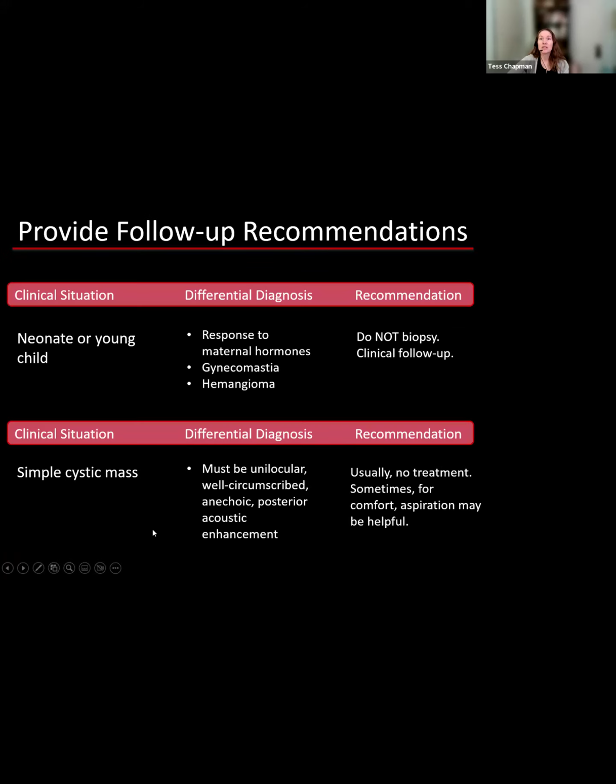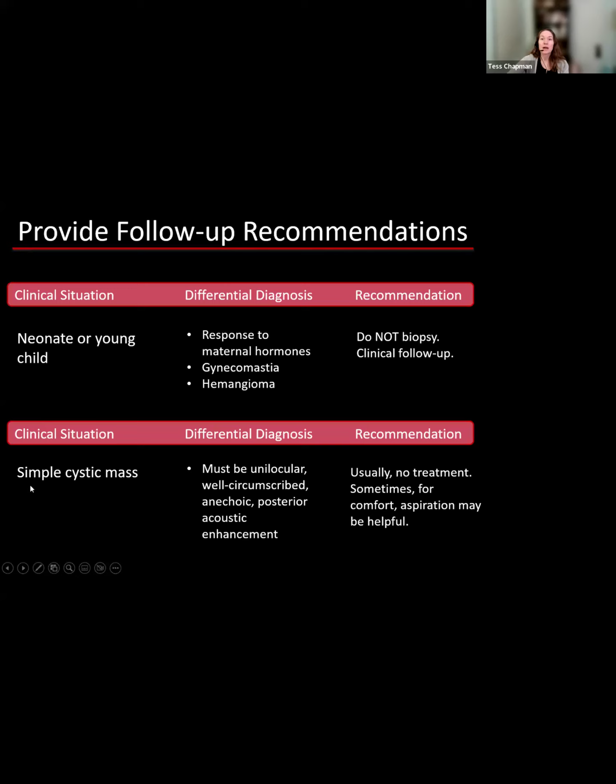All right, so just to wrap this up, we'll talk about follow-up recommendations to summarize what we've been discussing. So in the first clinical situation, that of a baby or a young child, if there's a solid subareolar mass, this is probably just responding to maternal hormones, or it could be a hemangioma, and we do not need to biopsy that, just clinical follow-up.